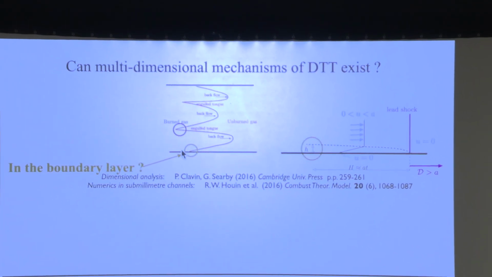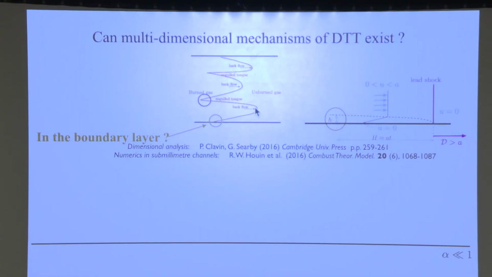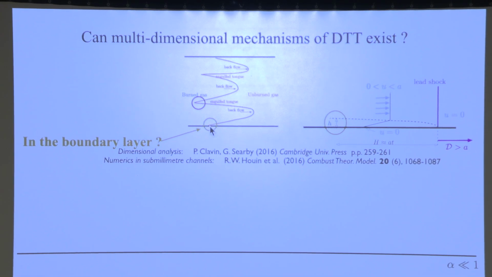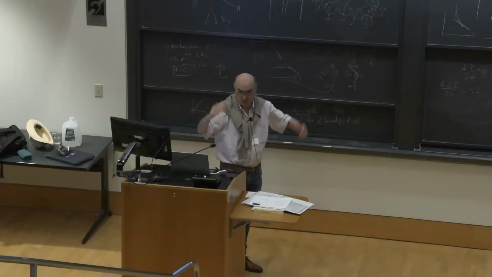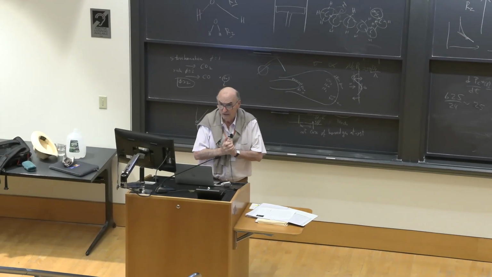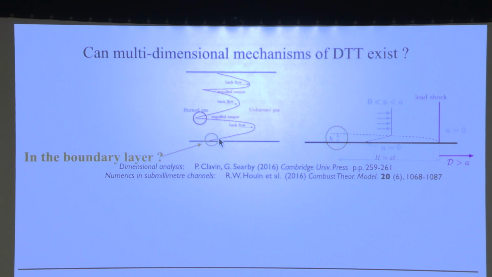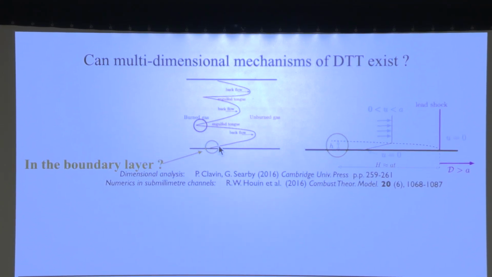sometimes, not all the time, because sometimes, as I told you, the transition occurs here, but sometimes the transition occurs in the boundary layer. That's the hotspot you see, where there is a hotspot and that explodes. The starting point is in the boundary layer. This was observed long ago by Oppenheim, 65, 60 something.